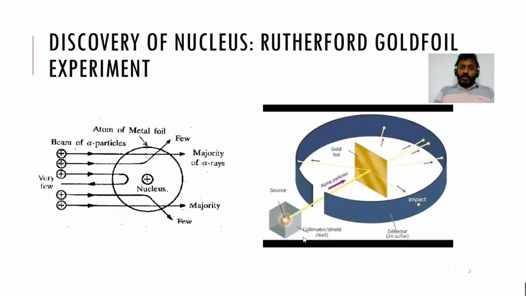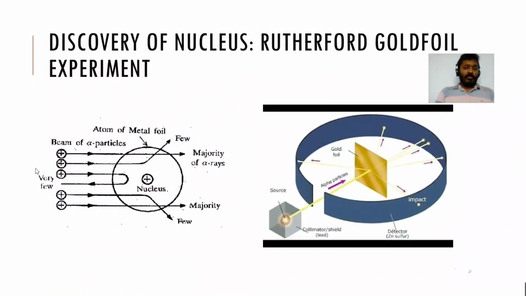So now what was the observation? The observation was something like this. He observed that the majority of the alpha particles went straight without much deviation. The alpha particles went through the gold foil. A very few alpha particles showed some deviation, like you can see over here. Some alpha particles showed some deviation, and a very few, 1 out of 50,000 alpha particles, bounced back.